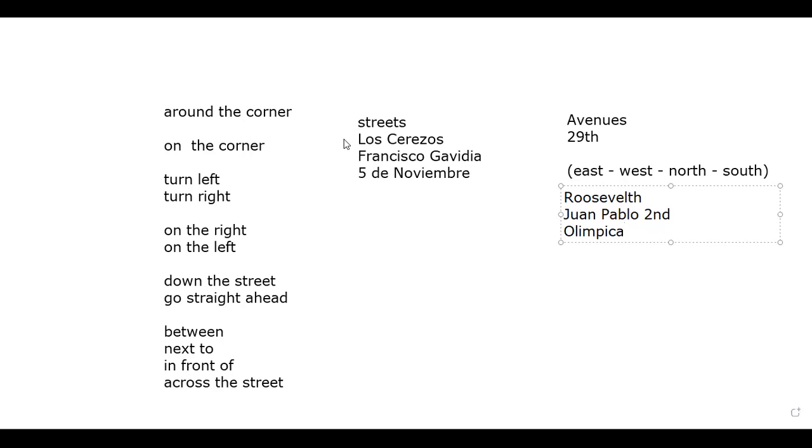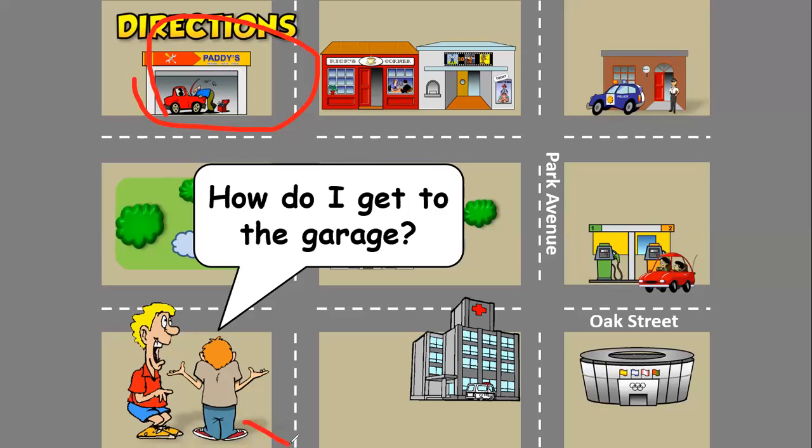Ahorita vamos con esta. How do I get to the garage? The garage, it's this place right here. Okay, how do I get to the garage? Y estoy acá otra vez. So, how do you get it? Down the street. Okay. Go on to the right. Excuse me, on to the left. Go straight ahead. Okay.